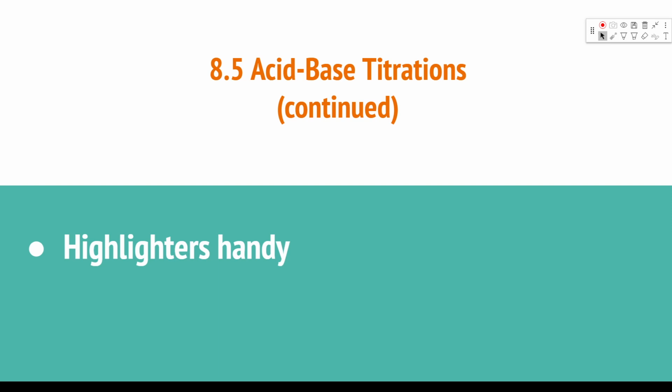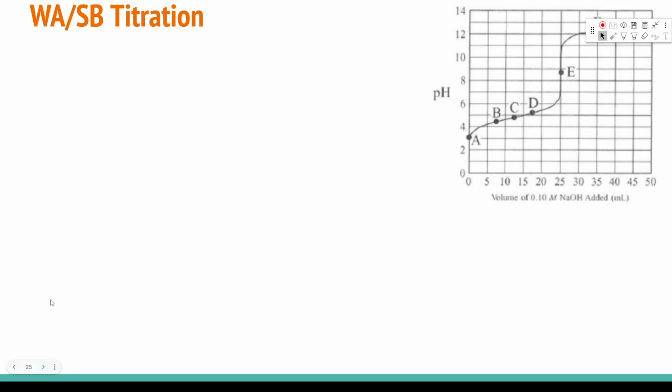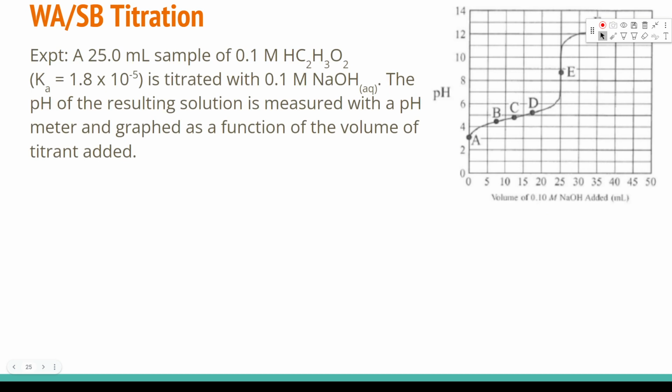8.5, the second part, we're going to talk about scenario 2. So we're going to titrate with a weak acid and a strong base. And so here we go. Alright, so here's an experiment. So go ahead and just read that real quick.